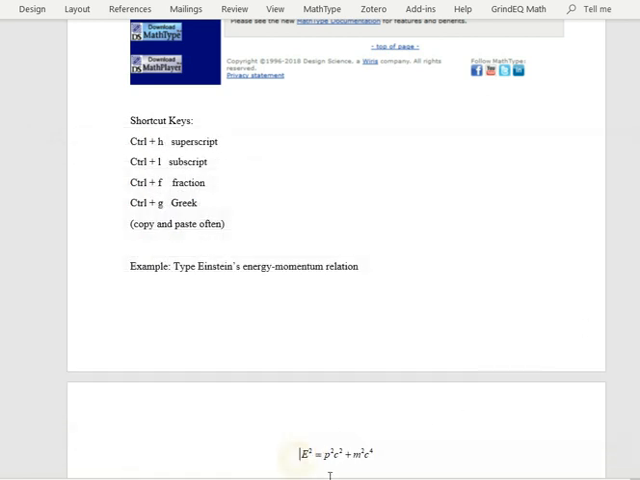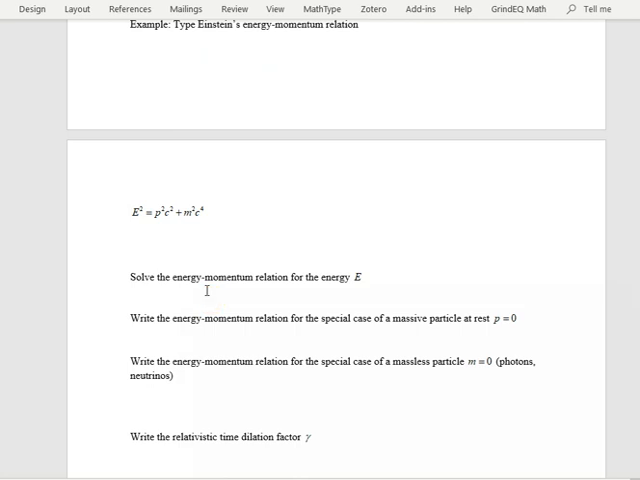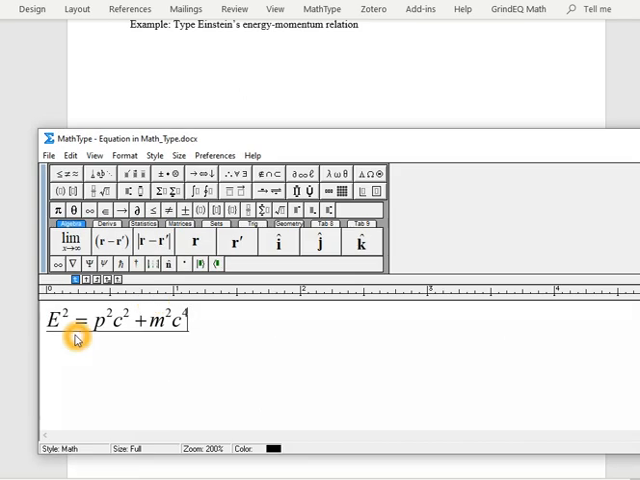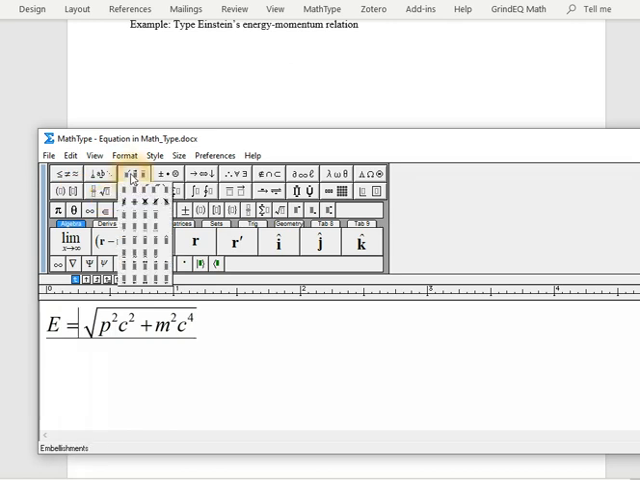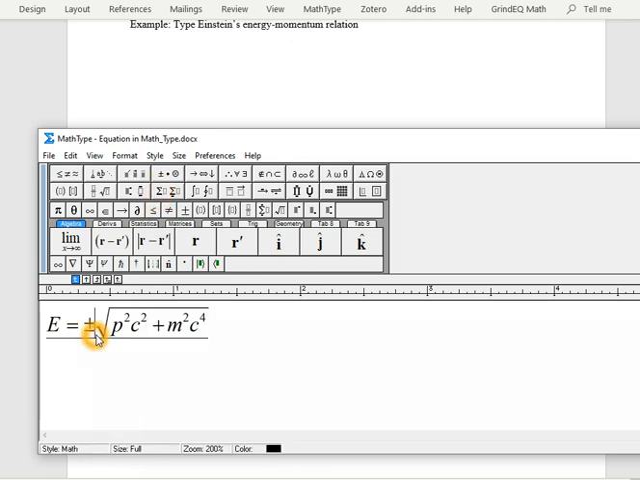We can also move our expressions around. I'll put this over to the left. Next, we want to solve the energy-momentum relation for the energy E. So I'm going to copy and paste and type on it. I'm going to solve this for E. I just have to take the square root of both sides. I'll take the square root of the left, and that moves the E squared here. Technically, there's a plus or minus that we have to put in. You can select a plus or minus.